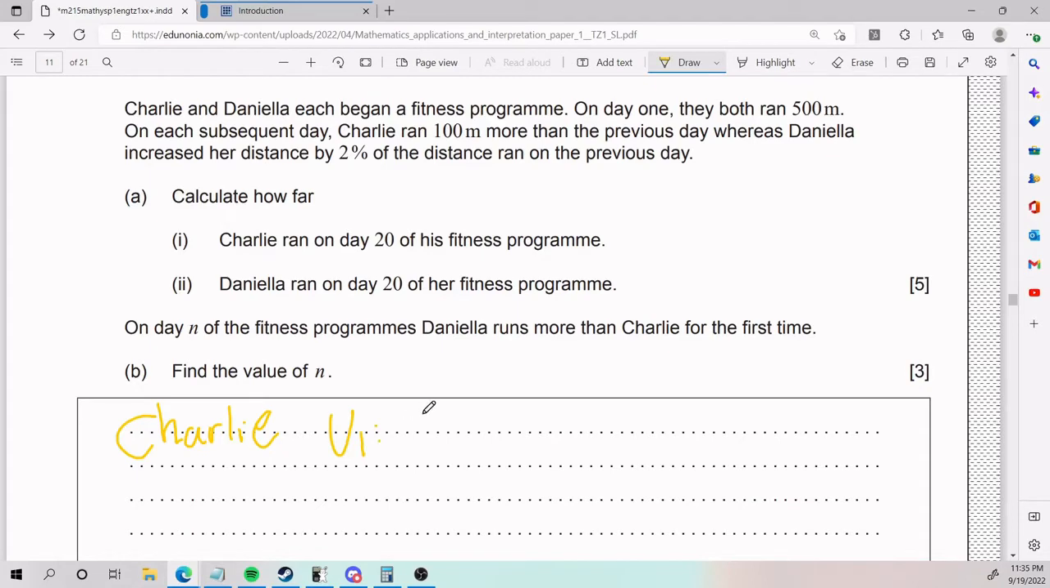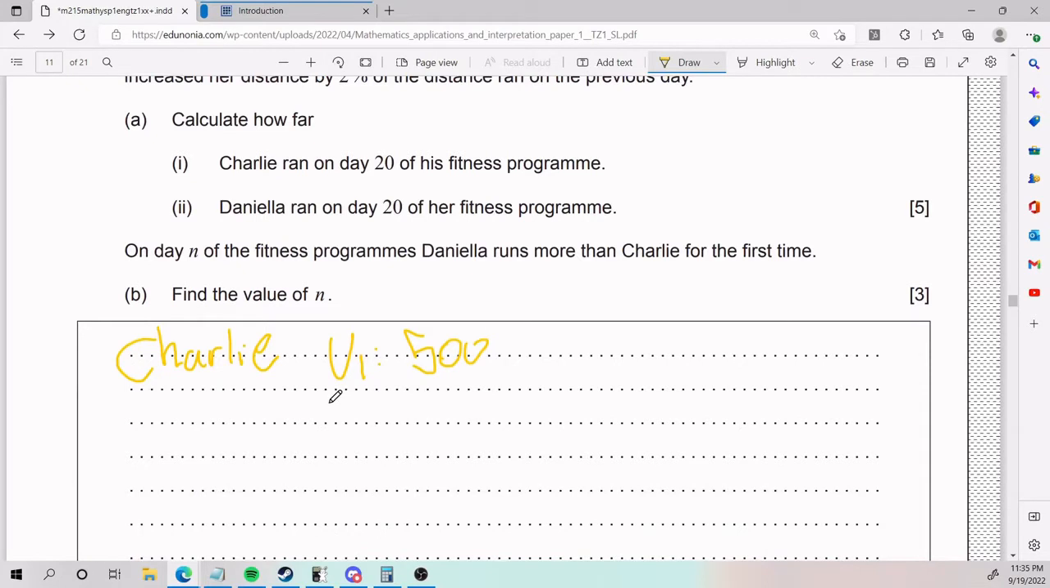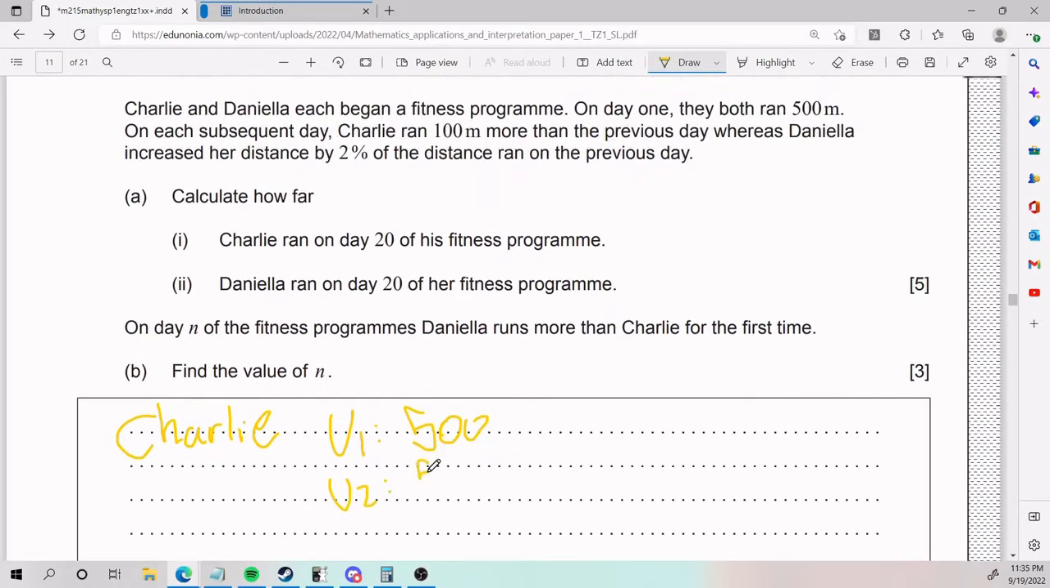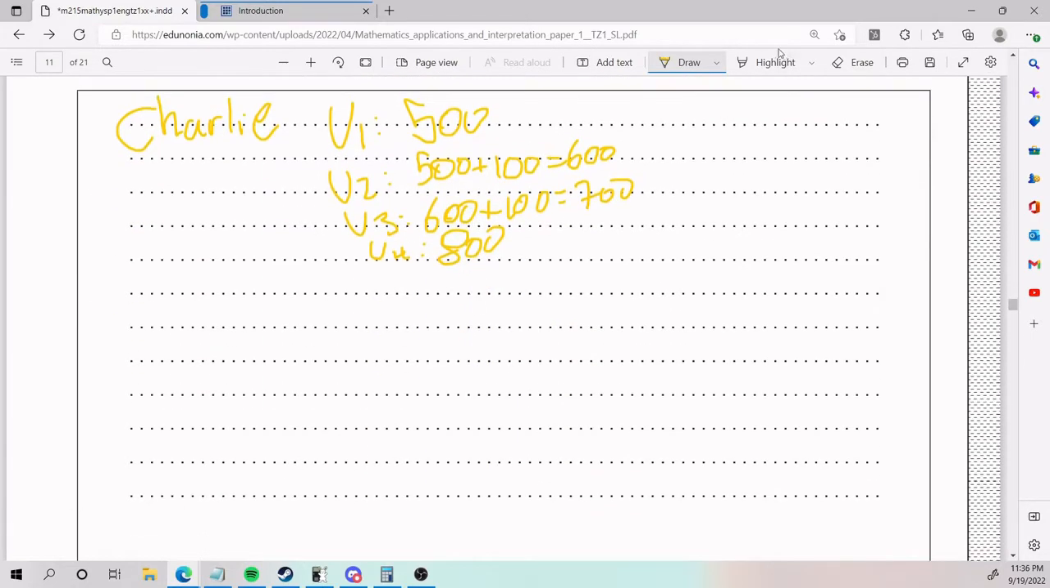he was at 500. On day 2, he ran 100 more than last time, so it's 500 plus 100. Sorry, I said the answer aloud. 600. For U3, it's 600 plus 100, 700. You get what's going on by now. U4 is going to be 800, etc. So this is the nature of how Charlie's distance increases.